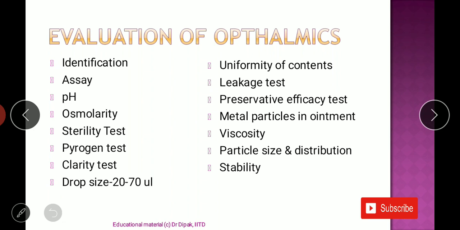The viscosity of the preparation can be checked using various viscometers. The particle size and particle size distribution can be checked with an optical microscope or particle size analyzer. Then the stability of the preparation is checked during short term storage as well as long term storage. In that, all the parameters are again checked. So that is the evaluation of the ophthalmics.